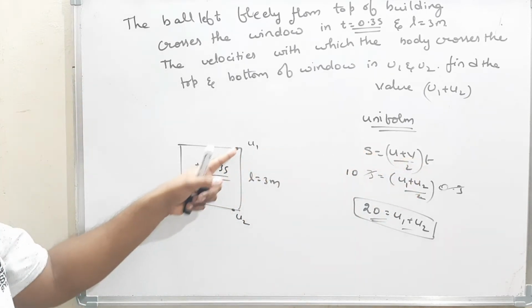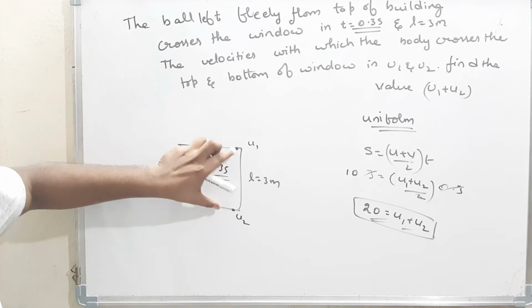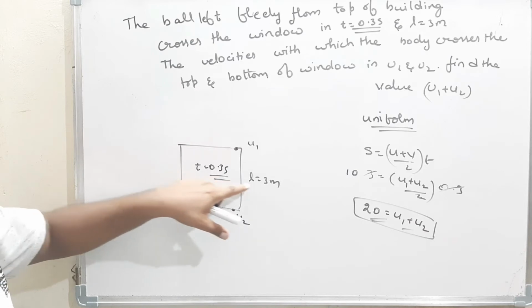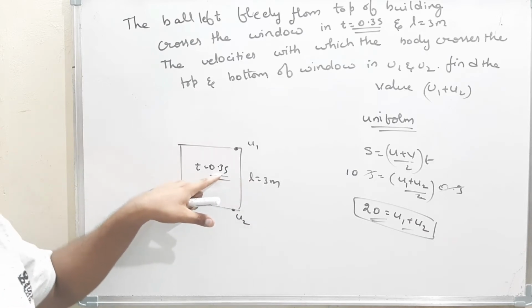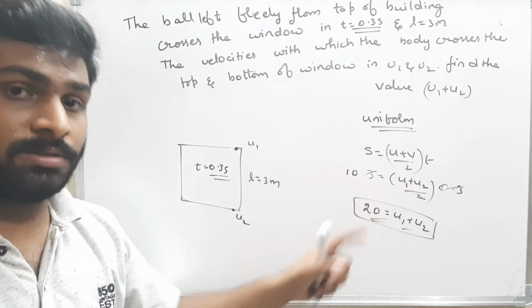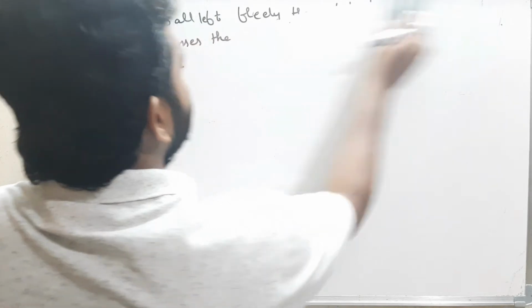And the body is crossing the window, of length 3 meters, with velocities u1 and u2. That means the displacement traveled by the body when the velocity is changing from u1 to u2 is 3 meters and the time is 0.3 seconds. Now put that in and you will get the value of u1 plus u2. What is that? 20 is the answer. Okay, now we will see one more question. Small questions.